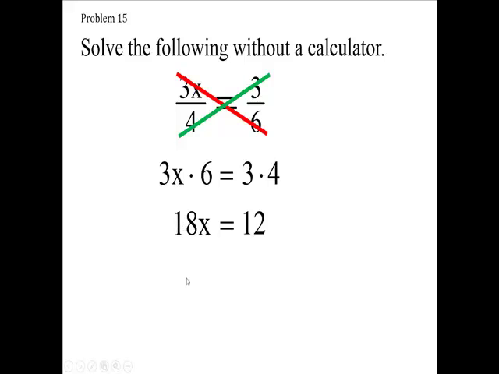We'll divide this by 18 and 12 by 18. Okay, now 12 and 18 have a 6 in common, don't they? Both of these numbers over here can be divided by 6, can't they? So if you divide by 6, you're going to get 12 divided by 6 is 2. 18 divided by 6 equals 3. Final answer, 18x over 18 is x, and that equals, the reduced form of 12 over 18 is 2/3. Final answer, x equals 2/3.